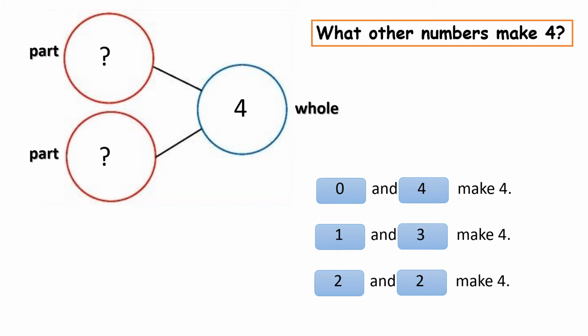From the number bonds that we did earlier, there can be more than 1 way to make 4. 0 and 4 make 4. 1 and 3 make 4. 2 and 2 make 4.